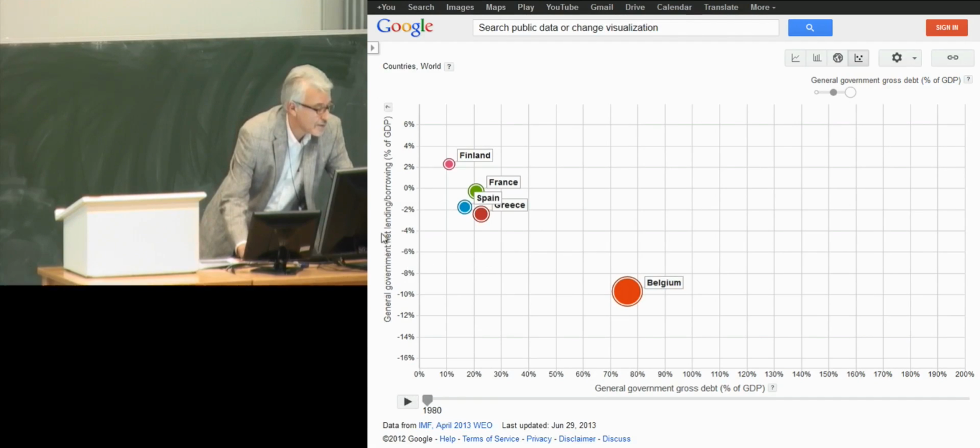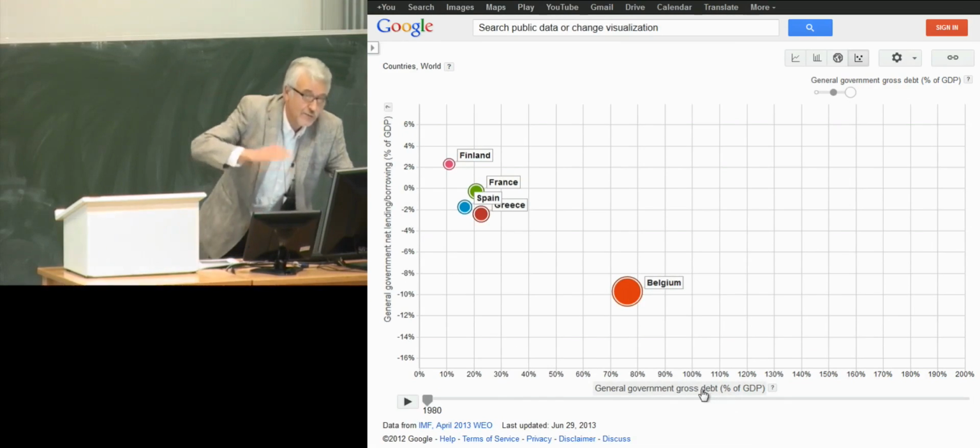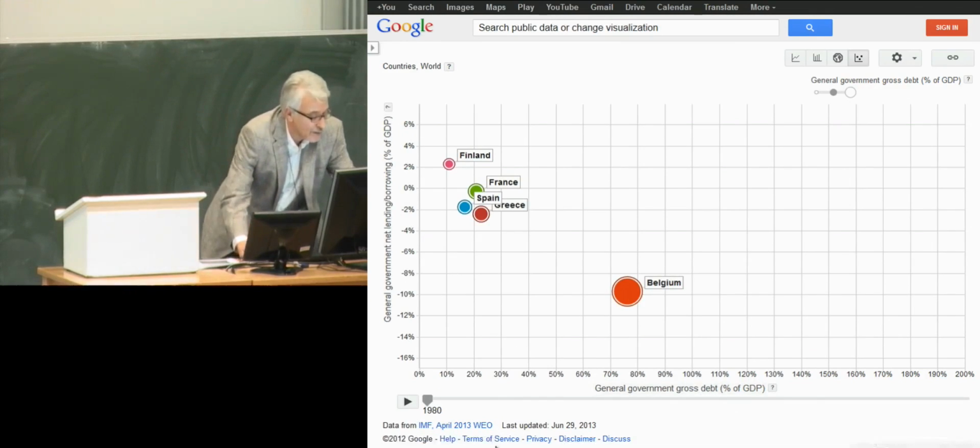Here you see general government lending or borrowing in percent of GDP. Here we have the general government gross debt in percent of GDP. Borrowing is on an annual basis, so this is net annual borrowing. General government gross debt is the accumulated debt over the decades. So we start in 1980, and you see Belgium is the country most indebted compared to those. Here you see Greece is just in the middle of the European family.